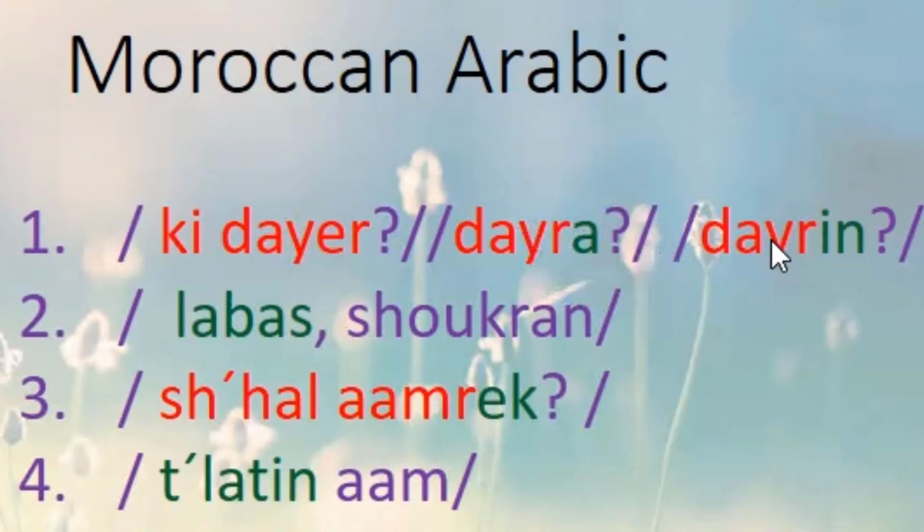Now we have kidairin. So the plural, when you're addressing a group of people, you say kidairin. So we have kidair, kidaira, and kidairin. Number 2, fine, thanks. Labas, shukran. So fine is labas and thanks is shukran. لاباس شكرا.